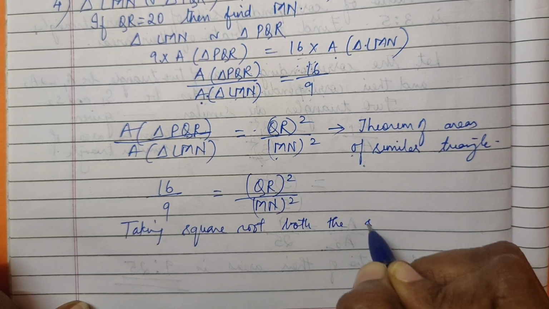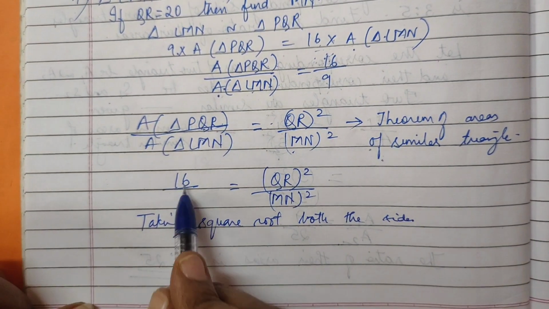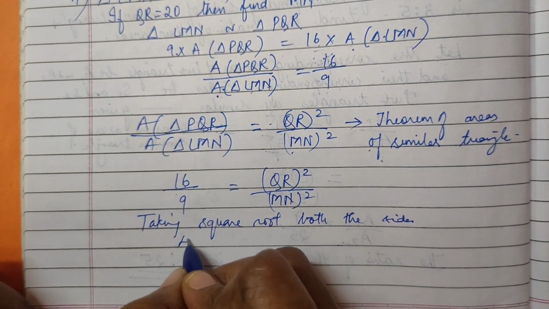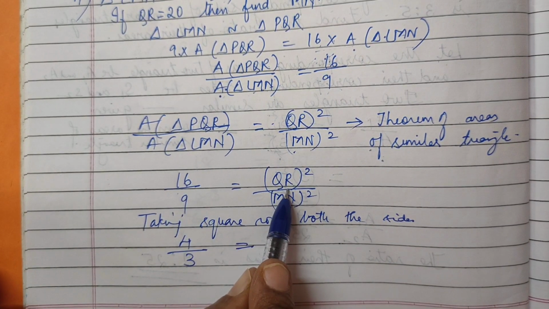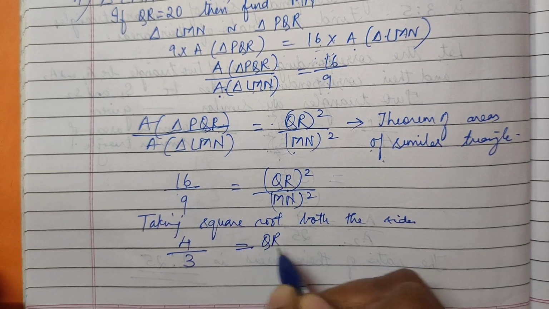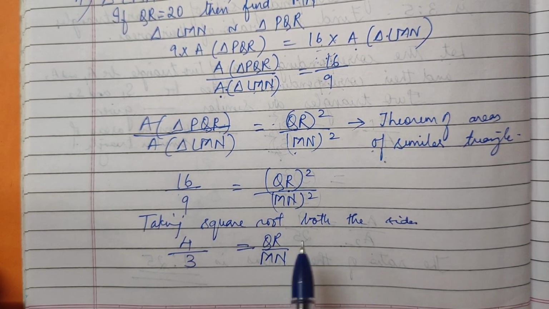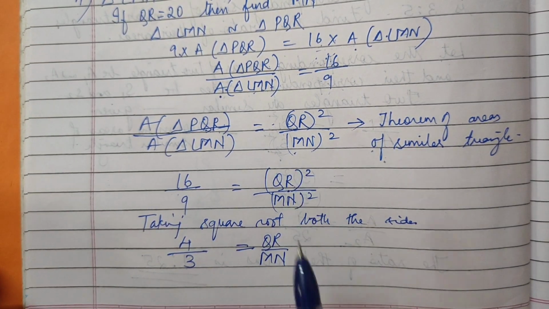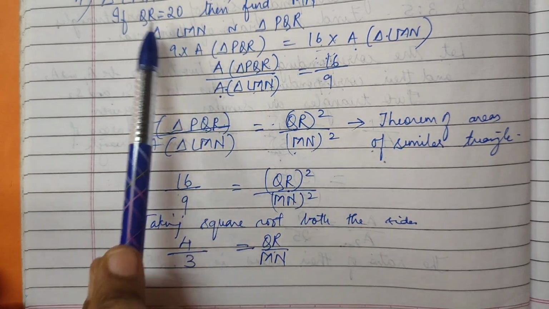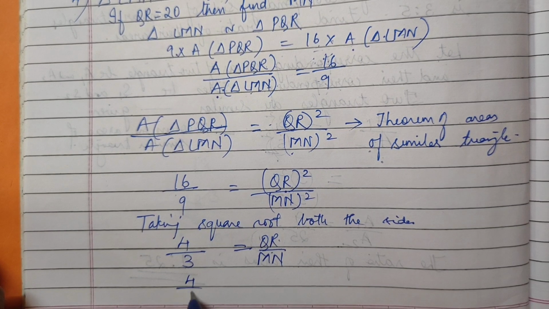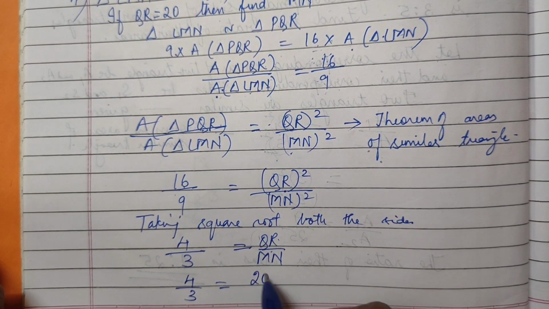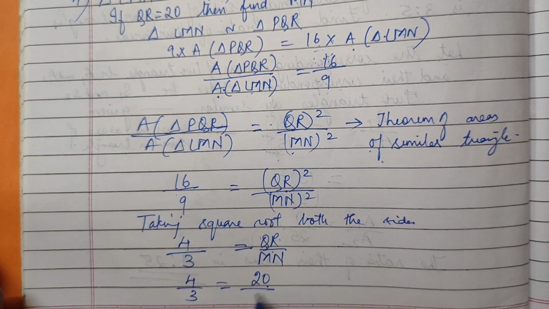Once we take the square root on both sides, what are we left with? What is the square root of 16? That is 4. And the square root of 9 is 3. And QR square gives QR, and MN square gives MN. But do you know QR? We have got QR as 20. So can we substitute in this place? Yes. 4 upon 3 equals 20 upon MN.